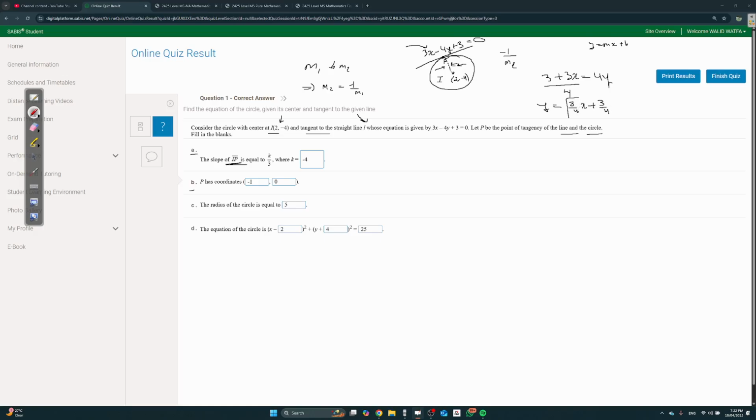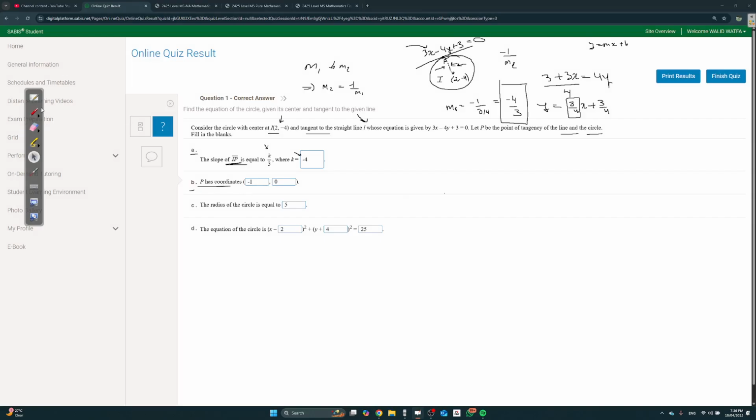So what is the slope here? 3 over 4. So to find the slope of the radius now, it's going to be negative 1 over 3 over 4, and you're going to get negative 4 over 3. So this is the slope of IP. Let's take a look. So what's k going to be here? Negative 4. So now we want to find the coordinates of P.